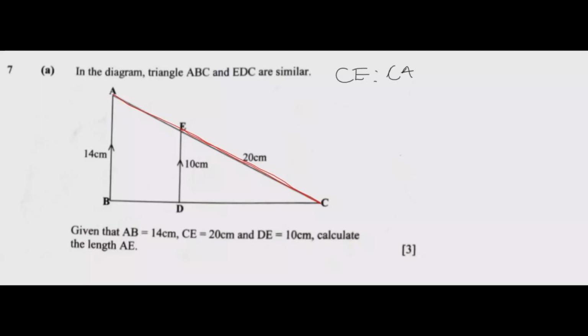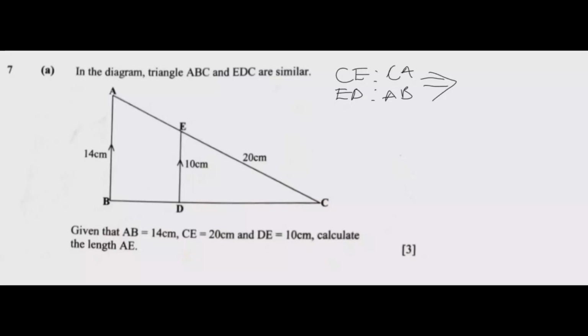Then we can make another ratio, which is ED to AB. Once we have done this, the next thing we're going to do is replace these with numbers.